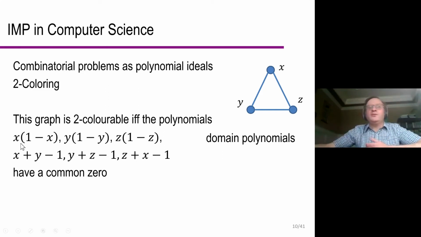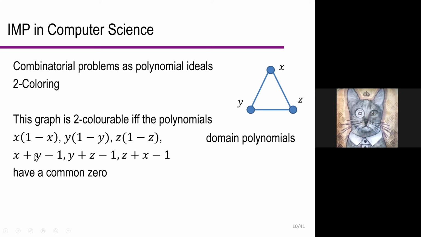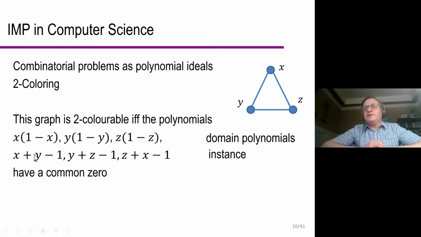Right? So for instance, if x and y can only be 0 and 1, the polynomial x plus y minus 1 basically tells me that x and y must be different. So they have to get different colors. And so that, in a sense, describes the graph, and it's called the instance polynomial.